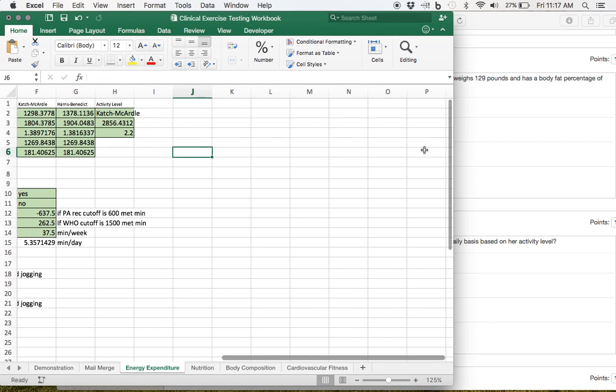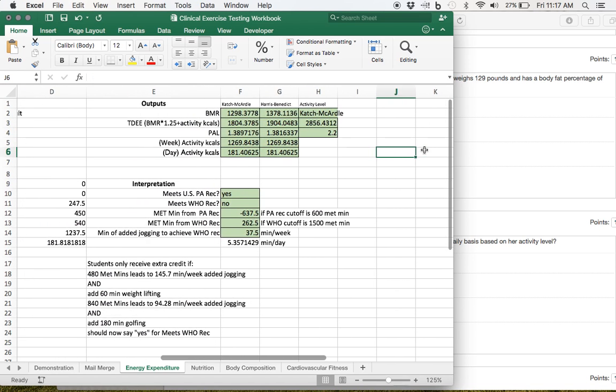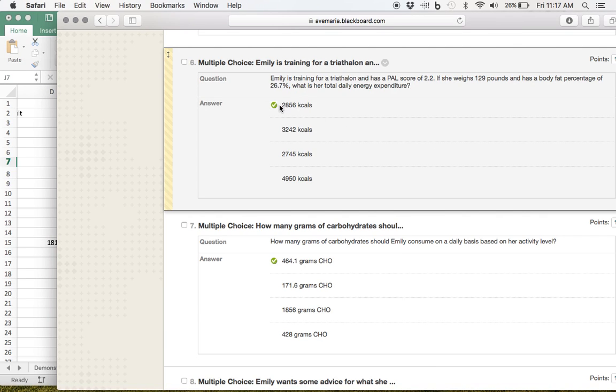So if we were to do that, again, this is how we arrive at this number here, is I take that number times 2.2. Whoops. I used the other one. It didn't look right. So equals that number, Catch-McArdle, times 2.2. And that's how we get our 2856, which is right there as our option.